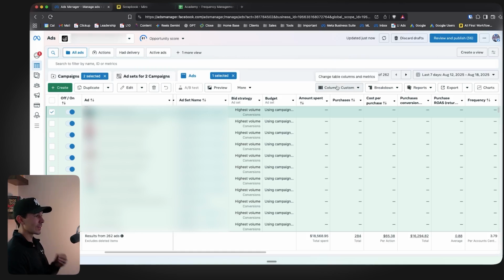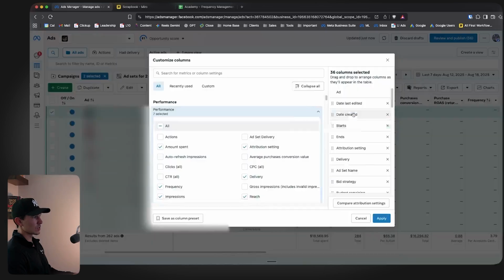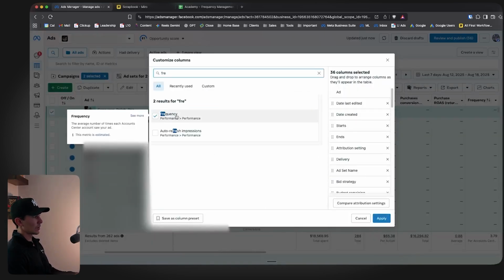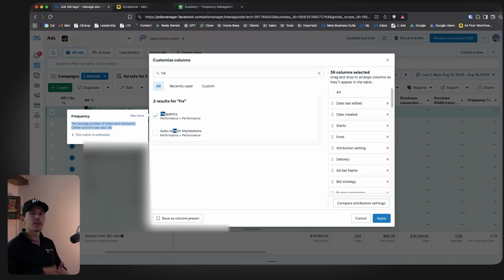So, first off, what is frequency? Frequency, first off, it's a column in your column set. So, go to your columns, type in frequency. Once you type it in, you're going to see your frequency is the average number of times each account center account saw your ad, aka the average number of times someone saw your ad over whatever date range you are selecting. Another way to put this is just reach divided by impressions, or impressions divided by reach, excuse me.